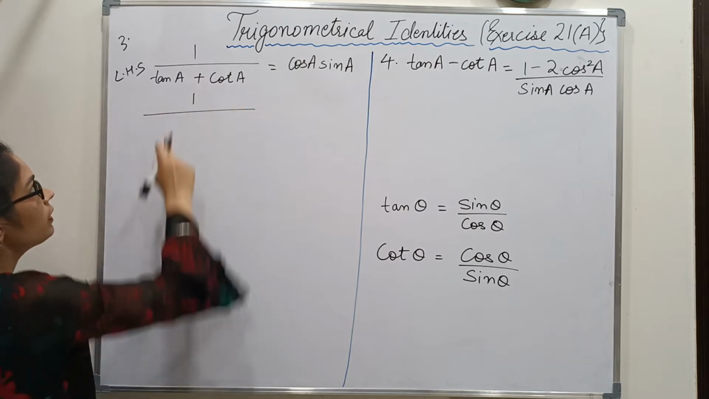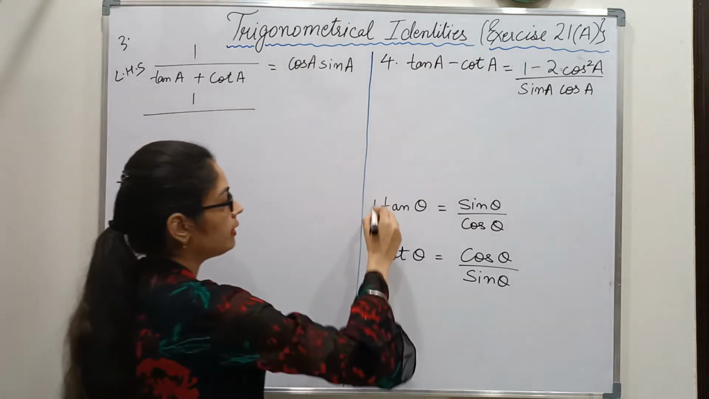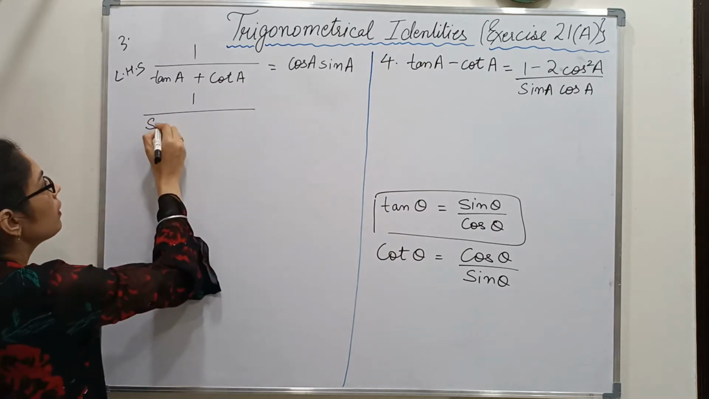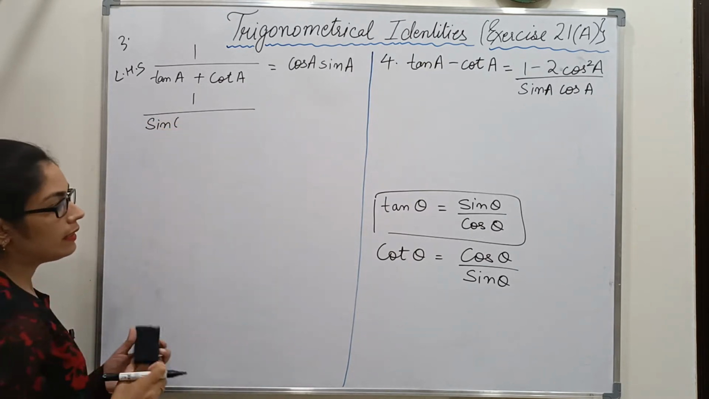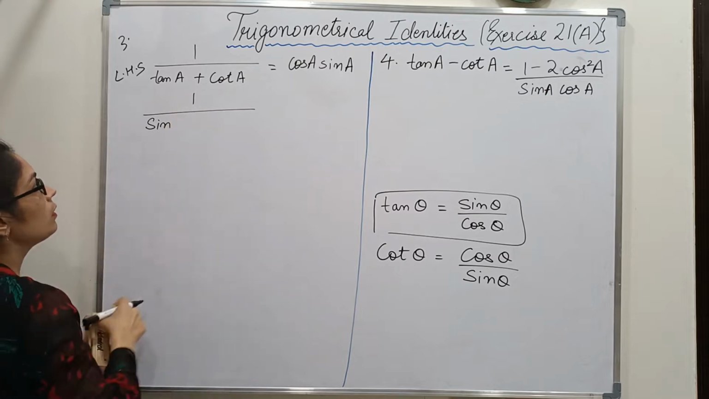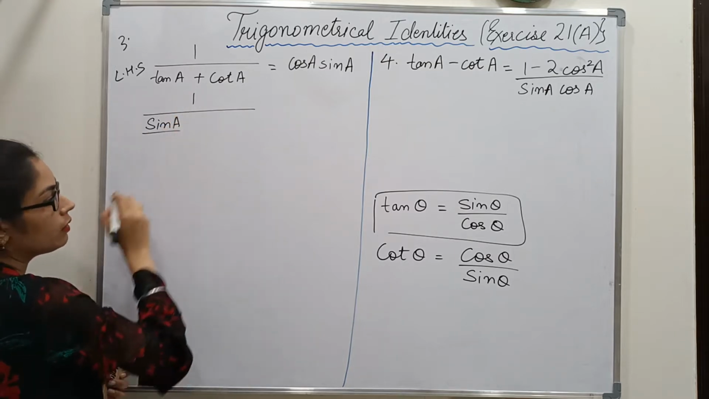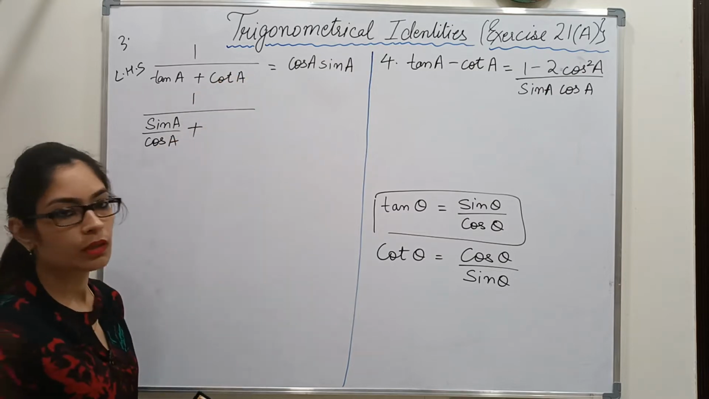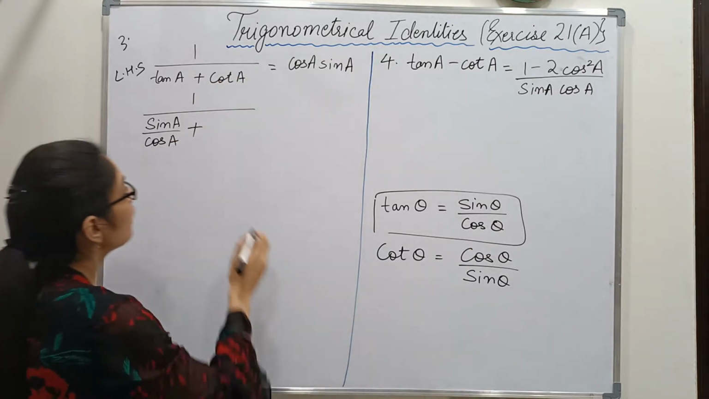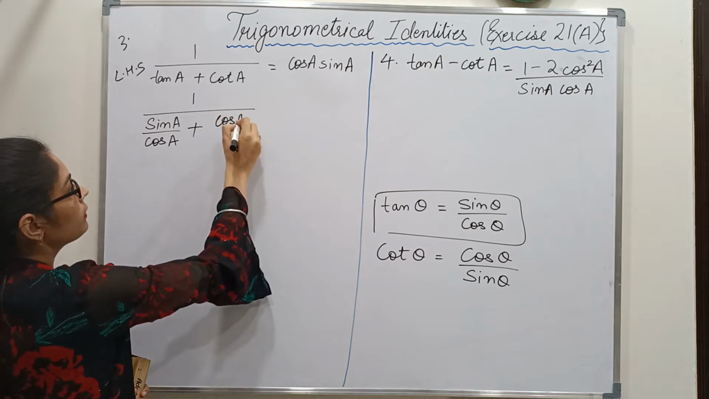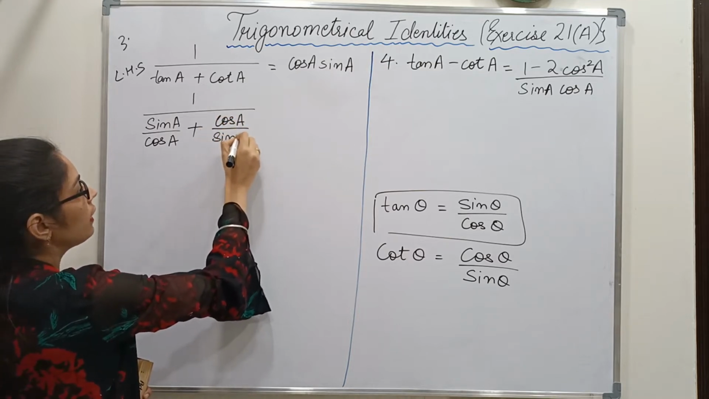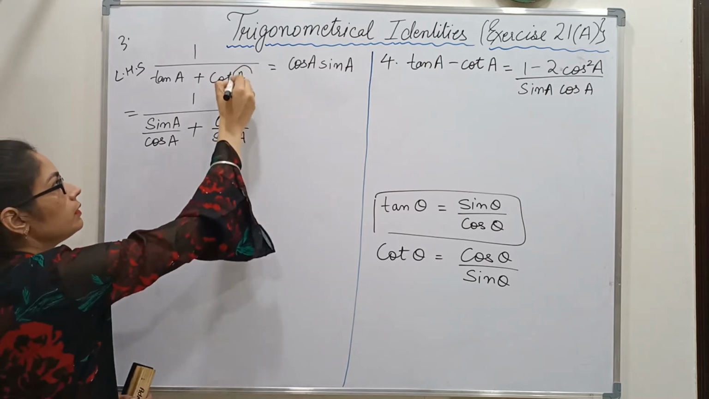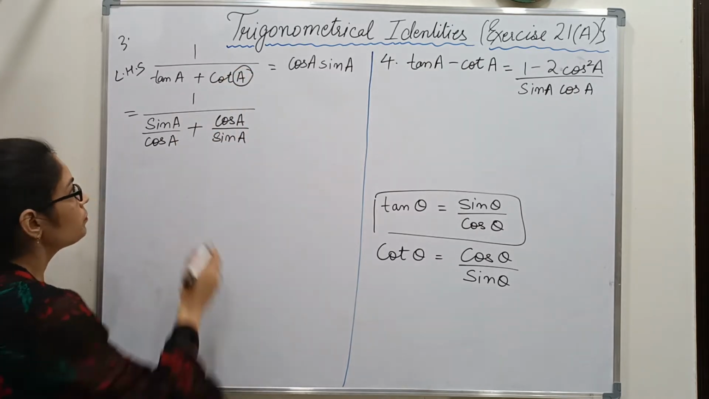1 upon tan A. So in place of tan I will use this. Tan is sine. In place of theta I will write A here because the angle is A. Sine A by cos A plus cot A. Cot theta is cos by sine. Cos A by sine A. Don't change the angle. Whatever angle is given here, same angle you have to write.